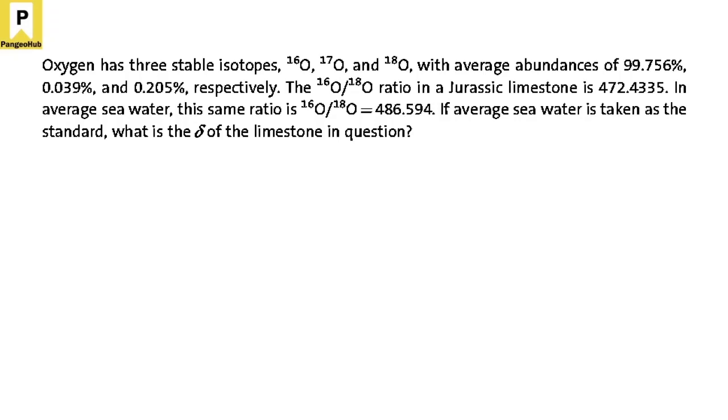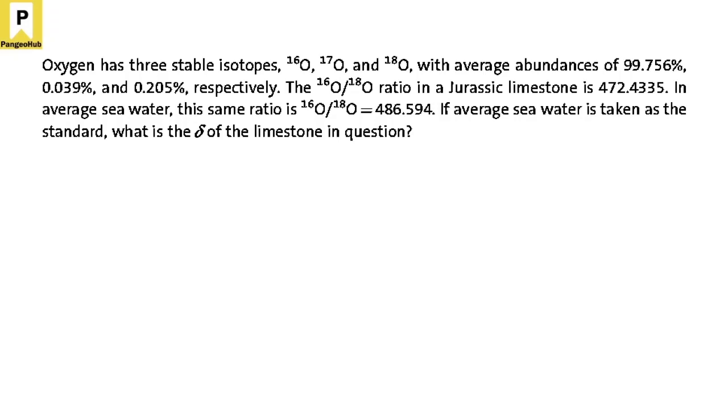472.4335. In average seawater, the same ratio is 486.594. If average seawater is taken as the standard, see, the standard is mentioned here. But if the standard is not mentioned, take the standard of VSMOW. What is the delta of the limestone in question? So let's break down the question.